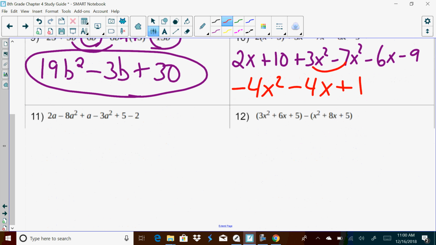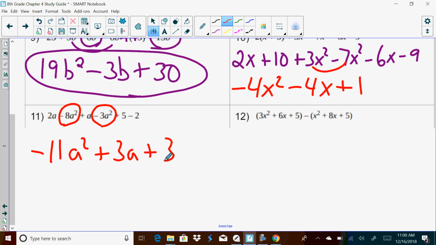For number 11, I have nothing to change, so I'm just going to combine. So I have negative 8a squared and negative 3a squared. So I get negative 11a squared. 2a plus a is 3a plus 3, because 5 minus 2 is 3.